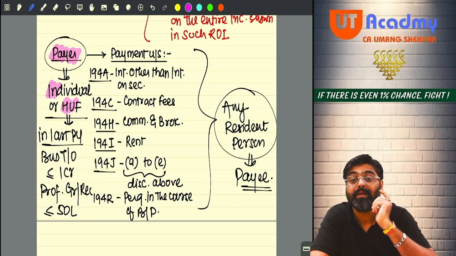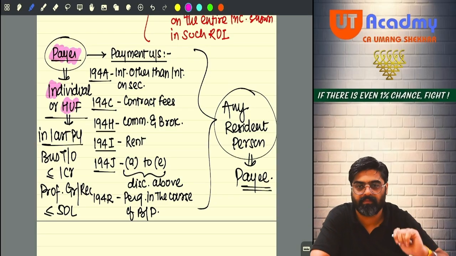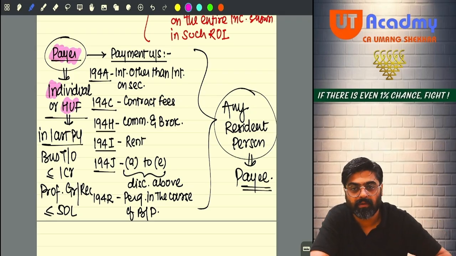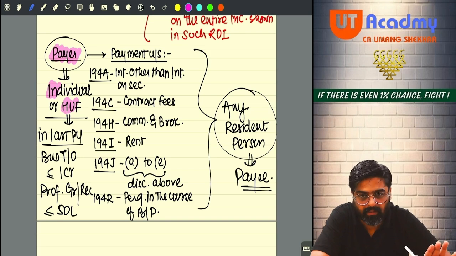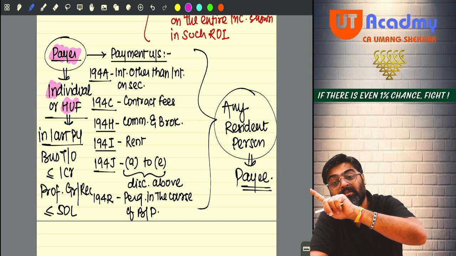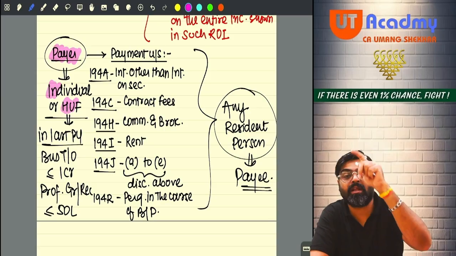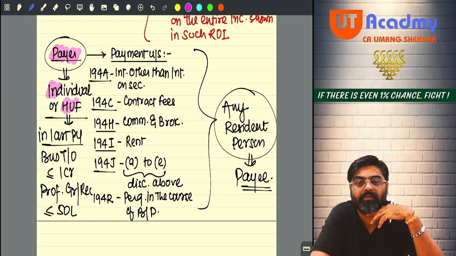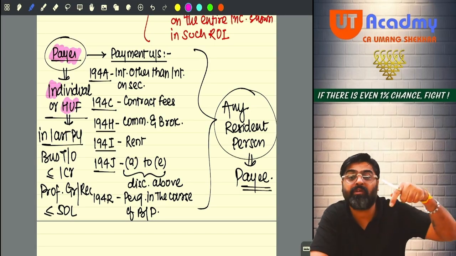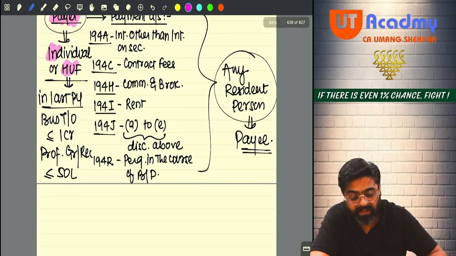This type of payer making these type of payments in this year to any resident payee. Who is making the payment? An individual or HUF whose last year business turnover was not more than 1 crore, whose last year professional gross receipt was not more than 50 lakhs. Such type of individual, such type of HUF is making these payments in this year. Yes or no?